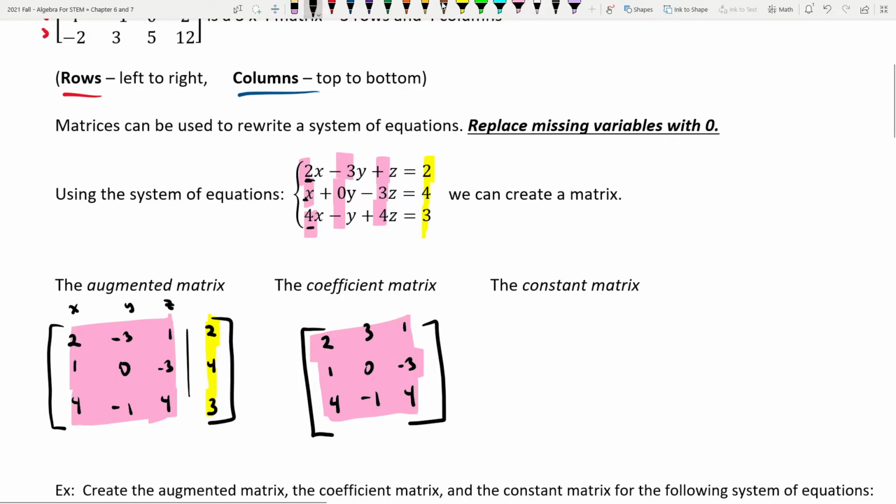The constant matrix is all of the constants. That's 2, 4, and 3, the things that aren't multiplied by any variables. These come from over here or over here. So these are 3 matrices that you can make from a system of equations: the augmented matrix, which contains everything, the coefficient matrix, which just has the coefficients of the variables, and the constant matrix, which has the constants on the other side of the equals.